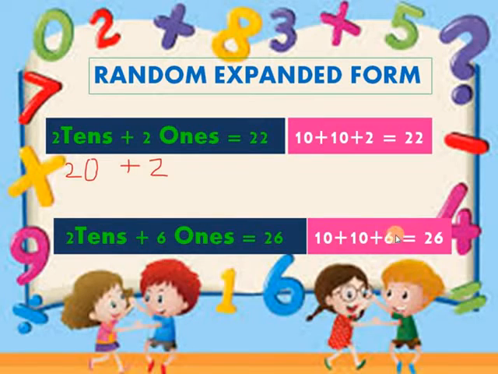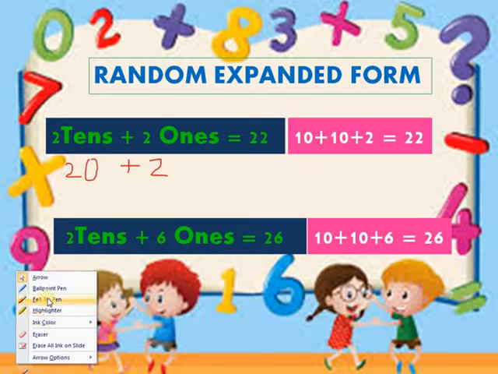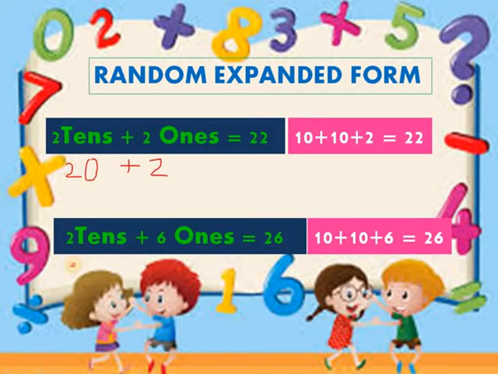Let's move to the random expanded form. Random means I'll take any double digit number, and we are going to see how we write the expanded form of that. Let's see the examples.